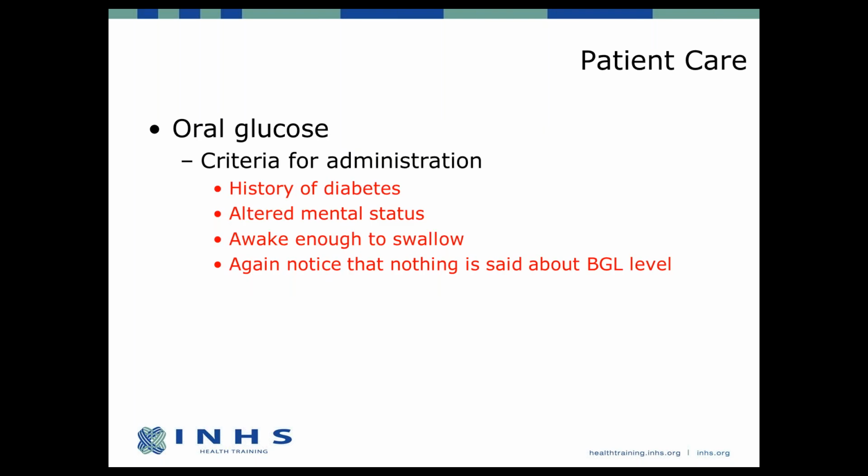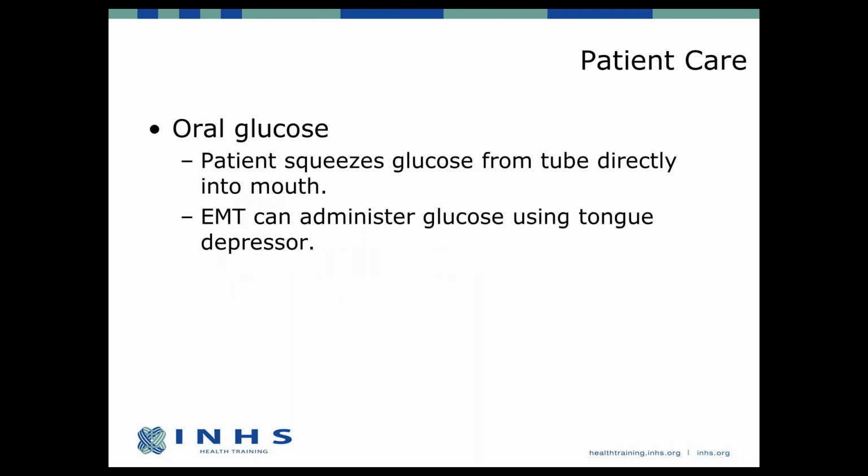Oral glucose, the critical criteria: they have to have a history of diabetes. They have to be altered, and awake enough to swallow, right? Now, there's nothing about the glucose level in a protocol for oral glucose, because the indication is not their sugar level, it's the presentation you have in a diabetic. So if they're a diabetic and they're altered, they get sugar. Plain and simple. Unless you check their sugar and it says 900, which it wouldn't, it would just say high, then of course you're not going to give oral glucose. But for the most part, if they're diabetic and they're altered, they get sugar.